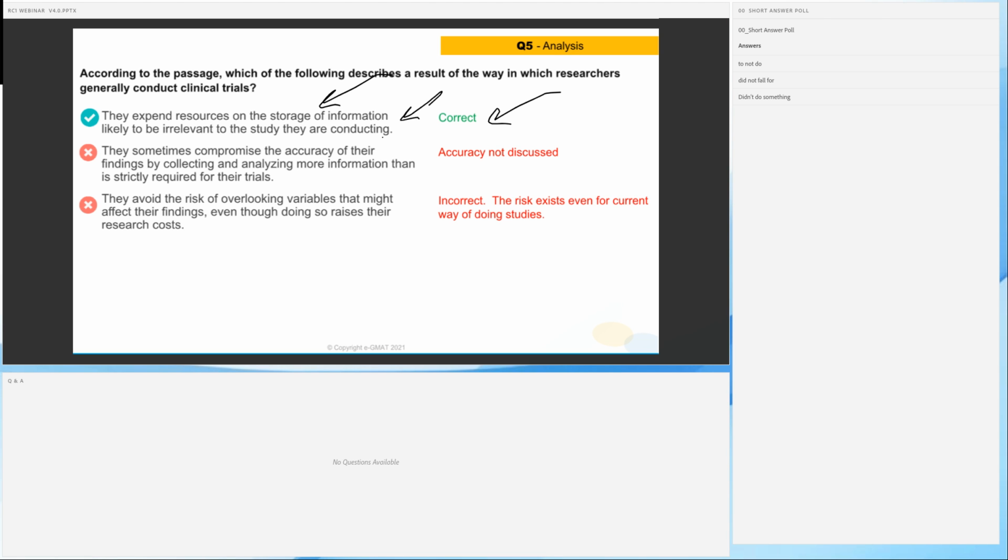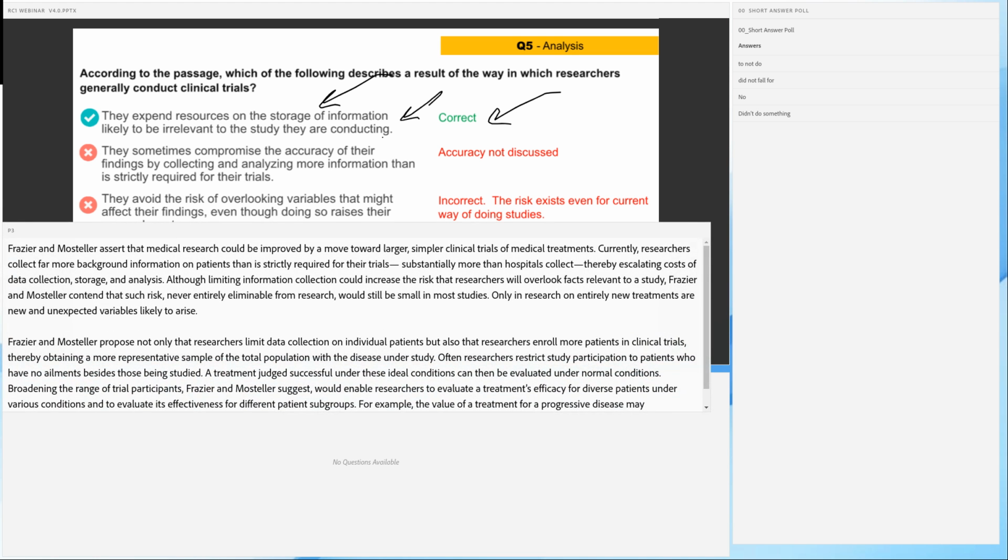Now, the question that I have to ask, let's go back to the passage here. Do they avoid the risk of overlooking variables that might affect their findings? Although limiting information collection could increase a risk, FNM contend that such risk is never really eliminable from research. If that risk is never entirely eliminable, do they avoid it? Is there anywhere in the passage that they really say that they avoid it? Forget about trying to avoid.